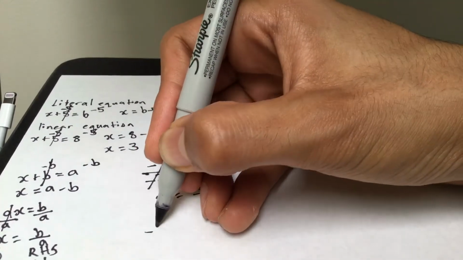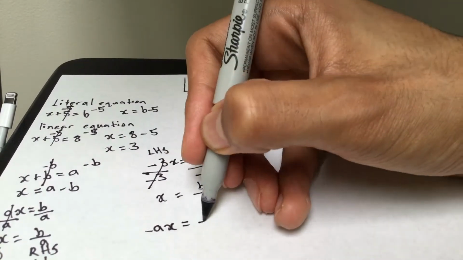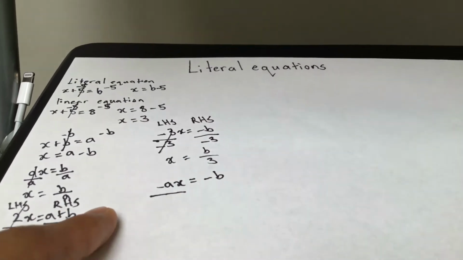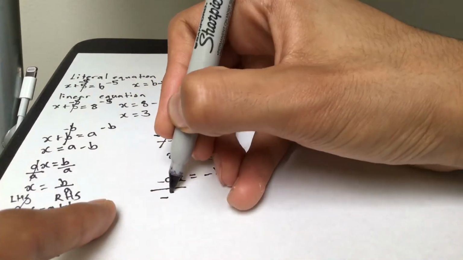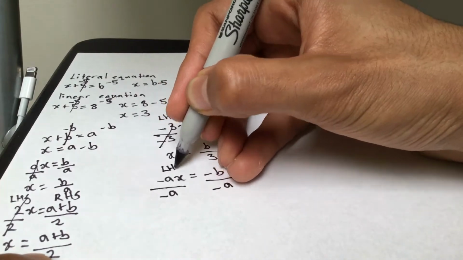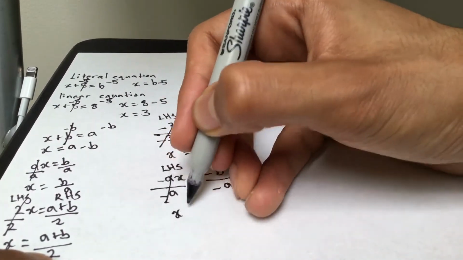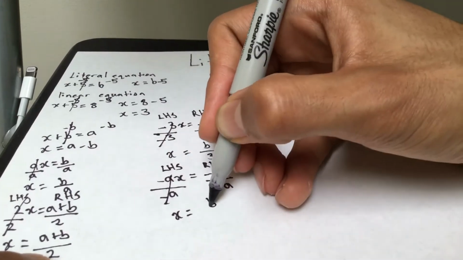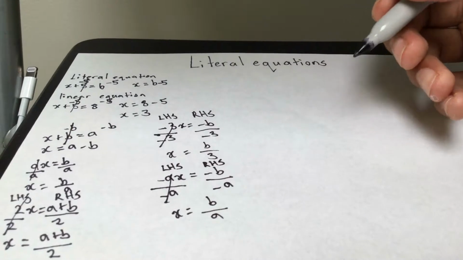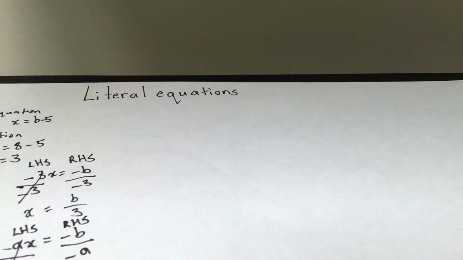Now let's do minus ax is equal to minus b. First of all, we need to get rid of that minus a. So we're going to divide by minus a on both the left-hand side and the right-hand side. That cancels out, and we're left with b over a, because a minus and a minus makes a positive. That's good. Now let's do some more.